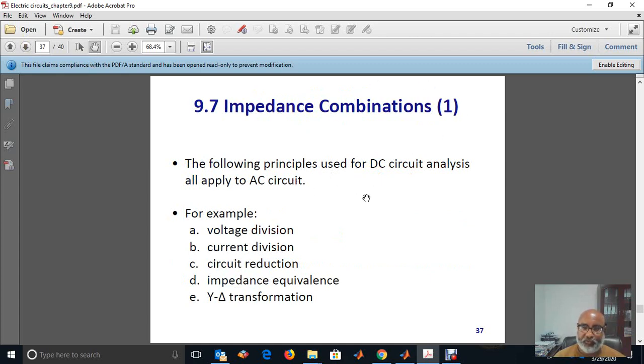The following principles used for DC circuit analysis also apply for AC circuits: voltage division, current division, circuit reduction, impedance, equivalent impedance, Y-delta transformation, superposition principle, Thevenin's theorem, Norton's theorem, maximum power transfer. All these laws and theorems that we used for DC circuits apply to AC circuits. The only thing here, to simplify the analysis, is that we need to keep in mind that we use phasor representation.